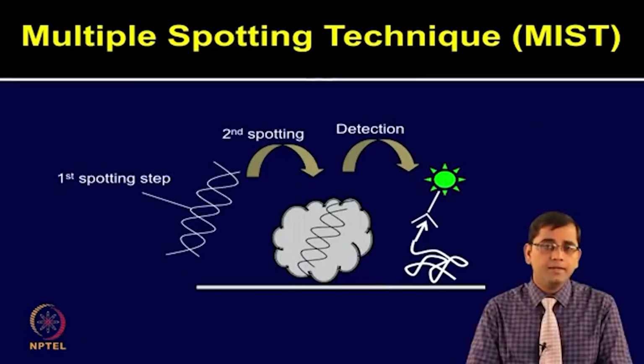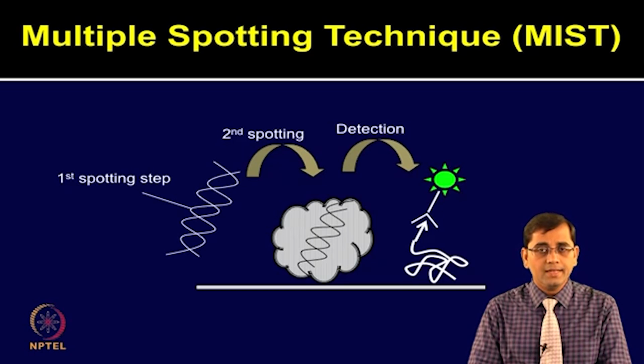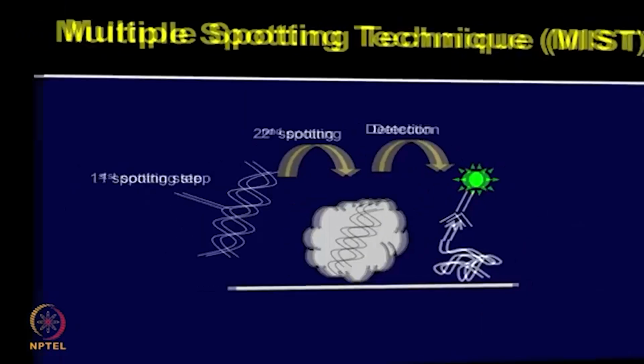Overall, in the MIST technique, the DNA template is spotted in the first step, followed by the cell-free lysate in the second step, which is directly added on top of the first spot. The expressed protein is detected by using fluorescently tagged antibodies.